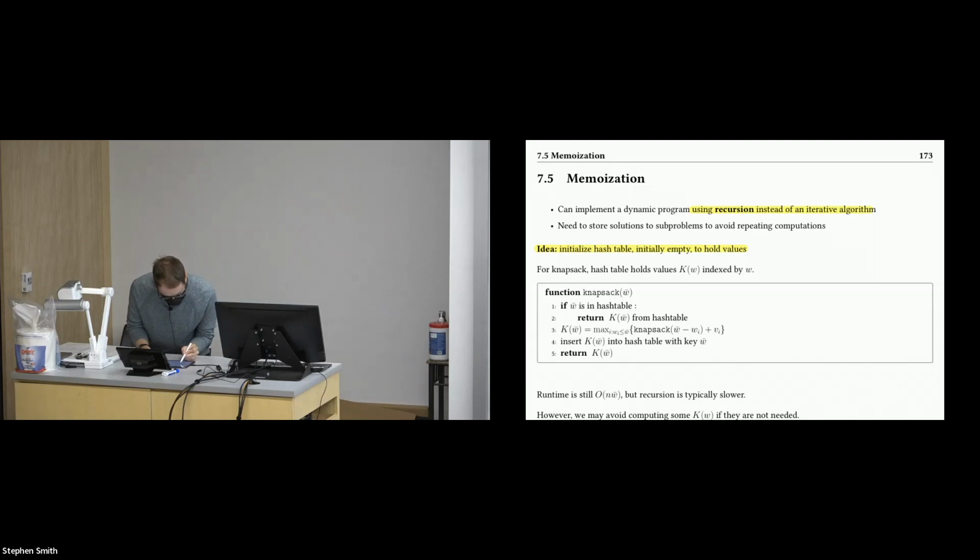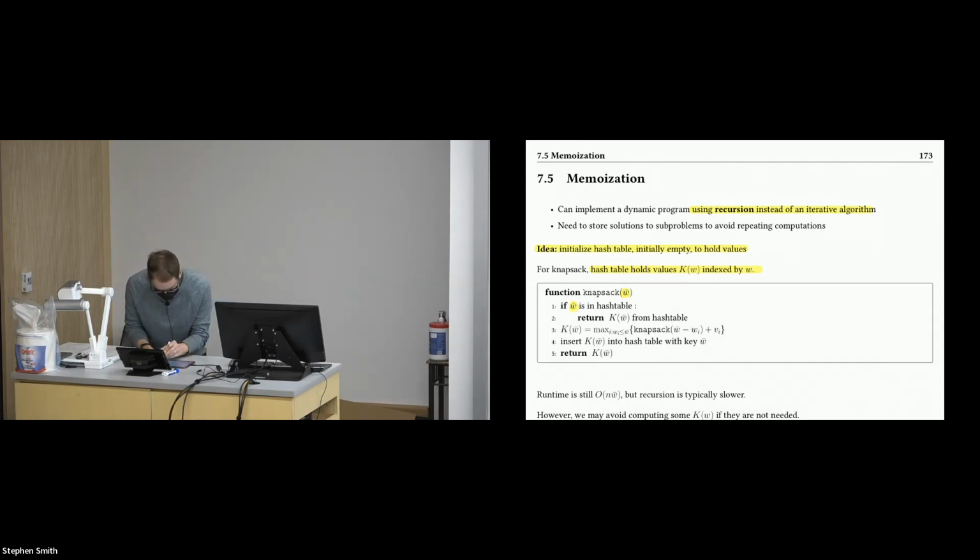So for Knapsack, the hash table holds the values k of w indexed by the weight w. And the Knapsack algorithm looks very simple. So we've initialized this hash table outside of Knapsack. And then when we're trying to compute for some weight w bar, we first check, is that w bar in our hash table? If it is, then we just return the value from the hash table. Otherwise, we compute it recursively.